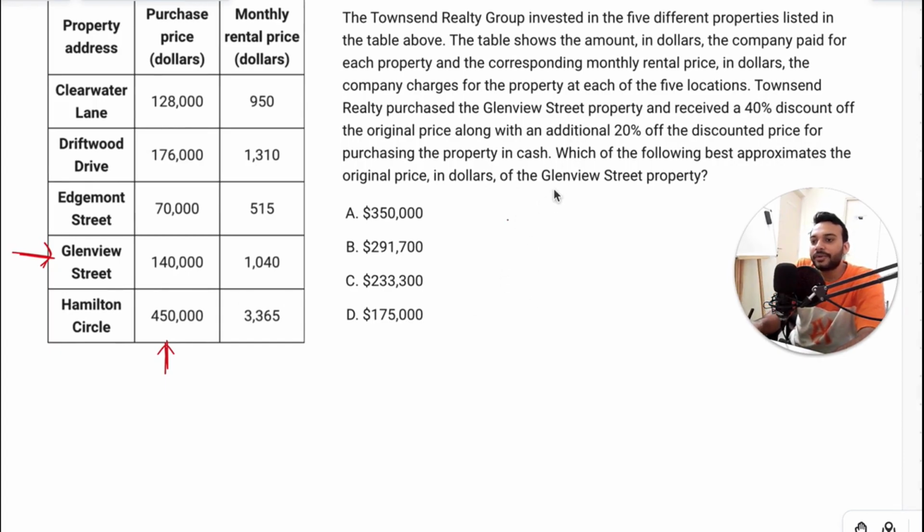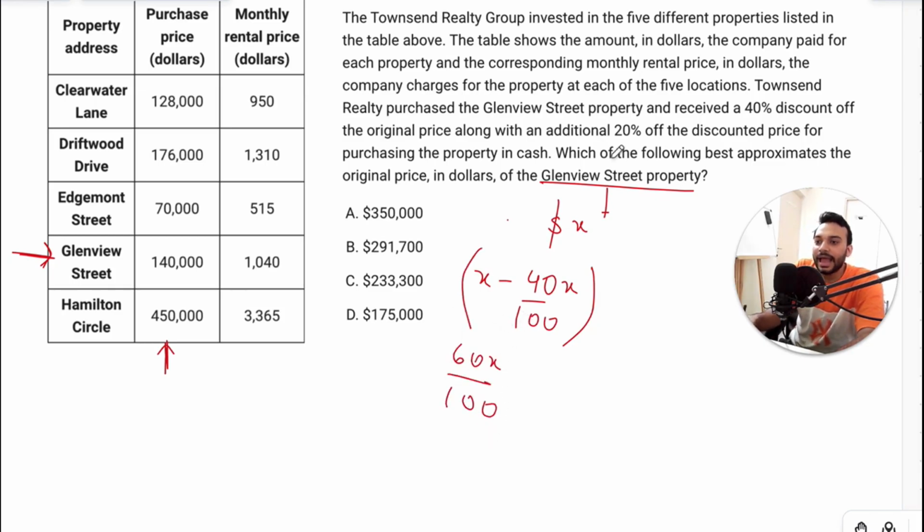Let's say the original price of the Glenview Street property is x dollars. First of all, they received a 40% discount. So what is the discounted price now? x minus 40% of x. This is the discounted price, which basically is 60x over 100. And then they get an additional 20% discount off the discounted price, not on the total price, but on the discounted price.